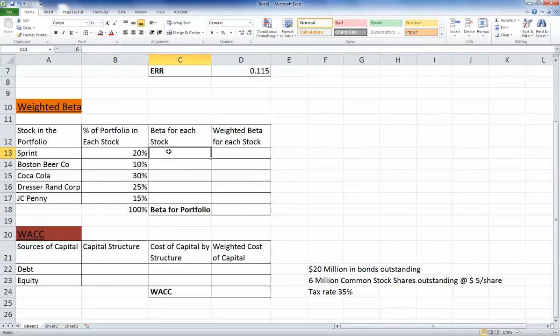The betas for each stock, and again, these betas are found. You can go on to Yahoo Finance, Morningstar, and pick these betas out. And I looked at these this morning, and the beta for each of these stocks, respectively, Sprint is 1.05, Boston Beer is 0.7, Coca-Cola is pretty low at 0.42, Dresser is 1.12, and J.C. Penney is 1.83. That's pretty high for a retailer. Okay.